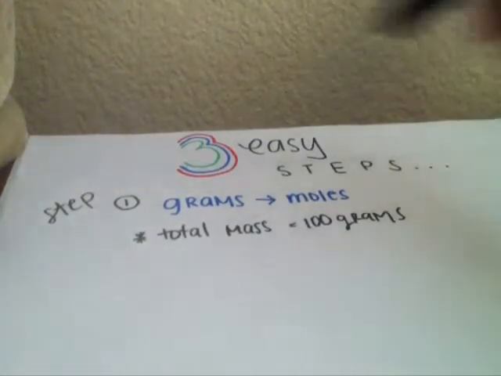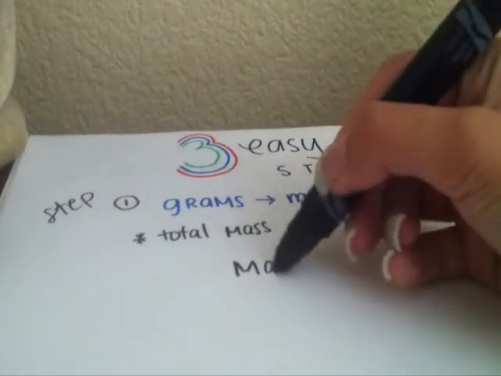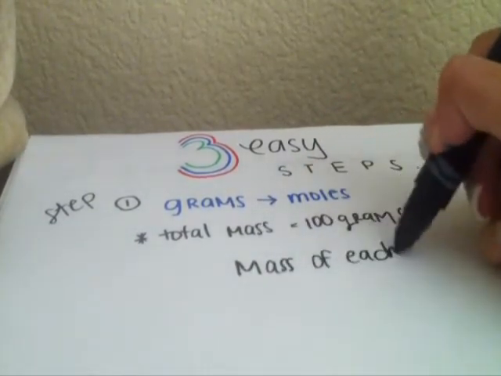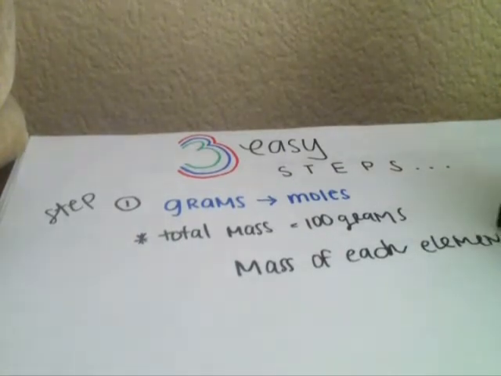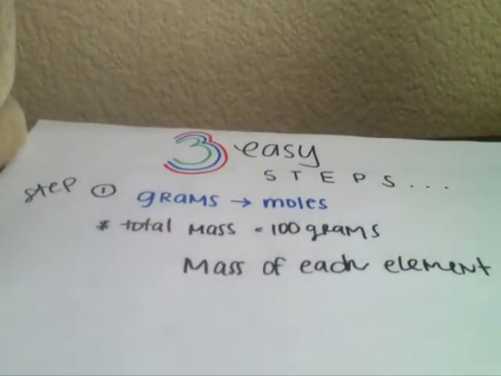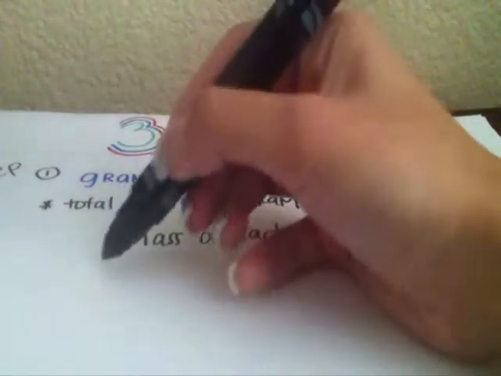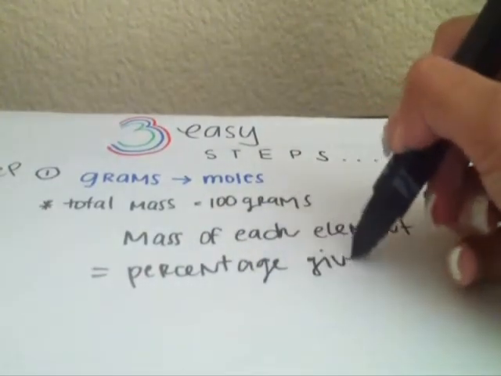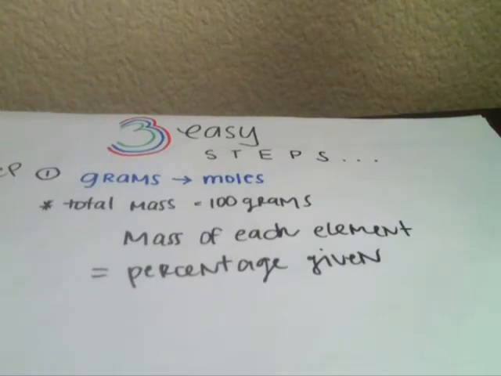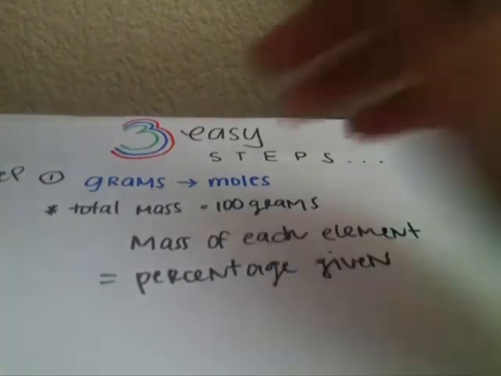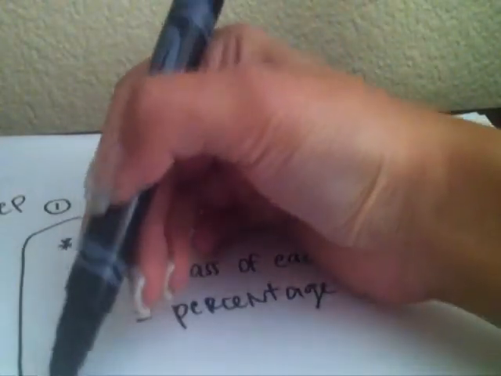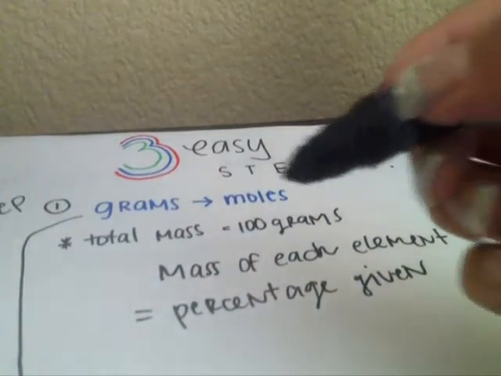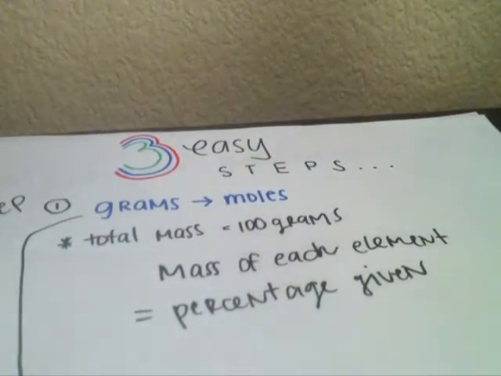So with that, the mass of each element equals the percentage given. Okay, so now to convert from grams to moles, you're going to divide the mass of each element by their molar mass, which is found in the periodic table.